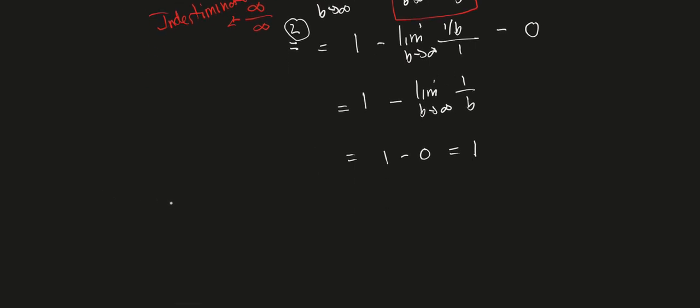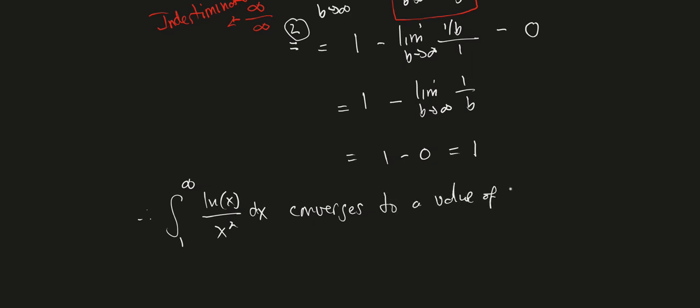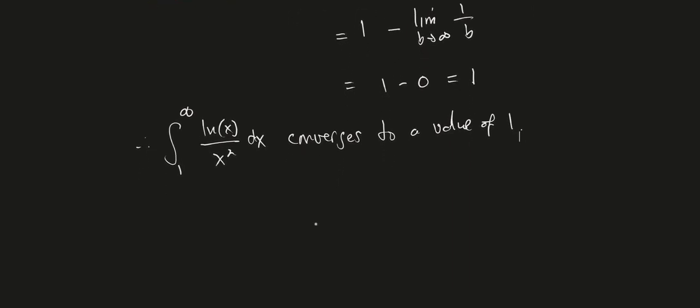So let's summarize this now. Therefore, the integral from 1 to infinity of the natural log of x over x squared dx converges to a value of 1. So that integral converges to a value of 1. And what that means is that area that I sketched, and I'll sketch it again.